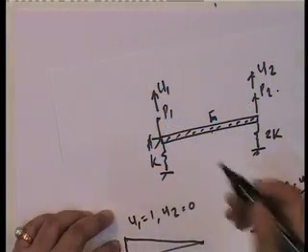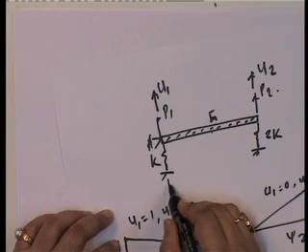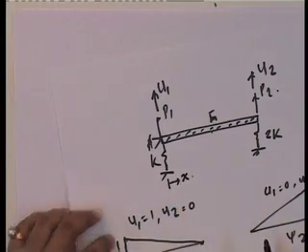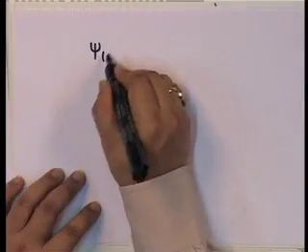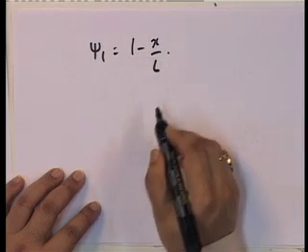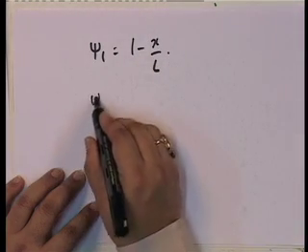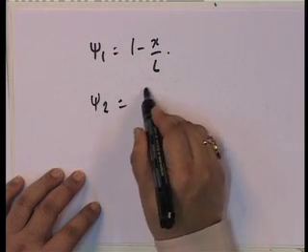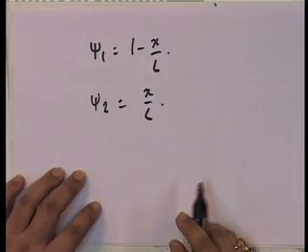Okay, all I'm going to do is, what's my xi1? I'm now going to define my x not from the center as I had done the last time. I'm going to define my x from here. So, if I define my x from here, xi1 is equal to 1 minus x upon L, and xi2 is equal to x by L.